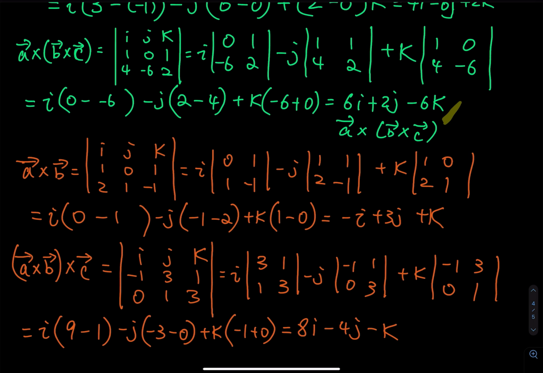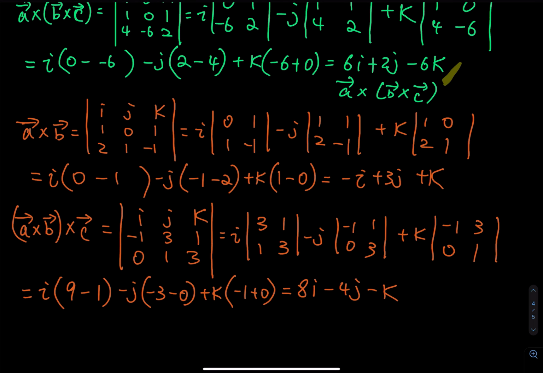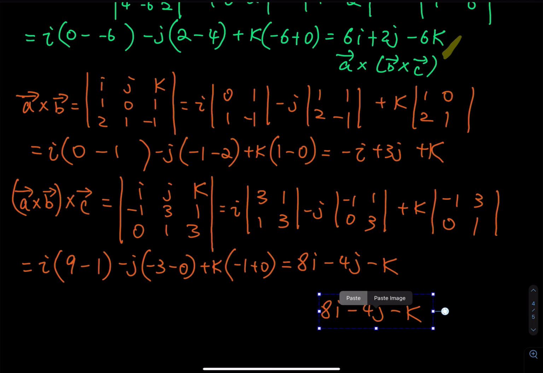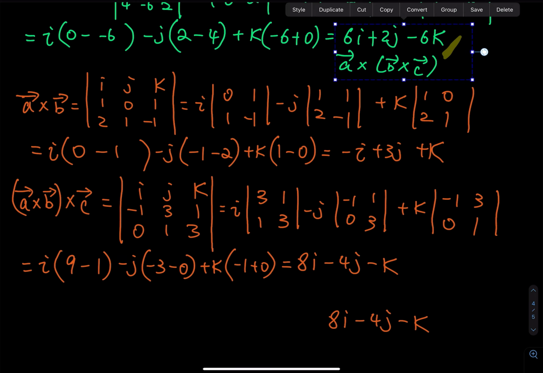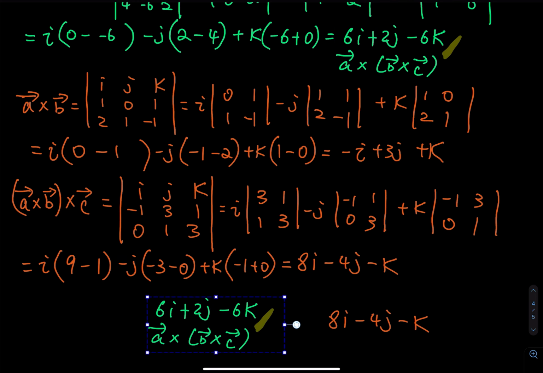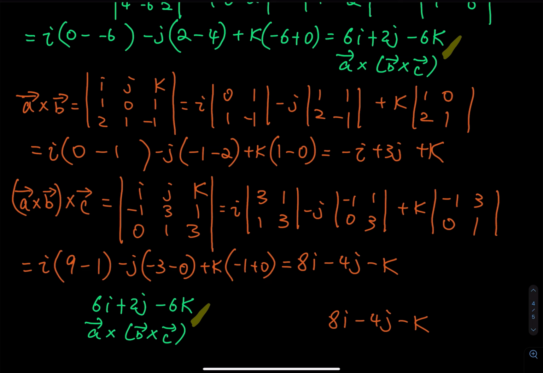So right here, what we are going to do is I am going to do some copy and paste. So this is going to be a copy and then a paste, and then how about the green one? The green one is over here. So we are going to do a copy and then we do a paste. Are they the same? Yes or no? 6i 2j minus 6k, 8i minus 4j minus k. No, they are not the same. So overall, our conclusion is they are not equal.